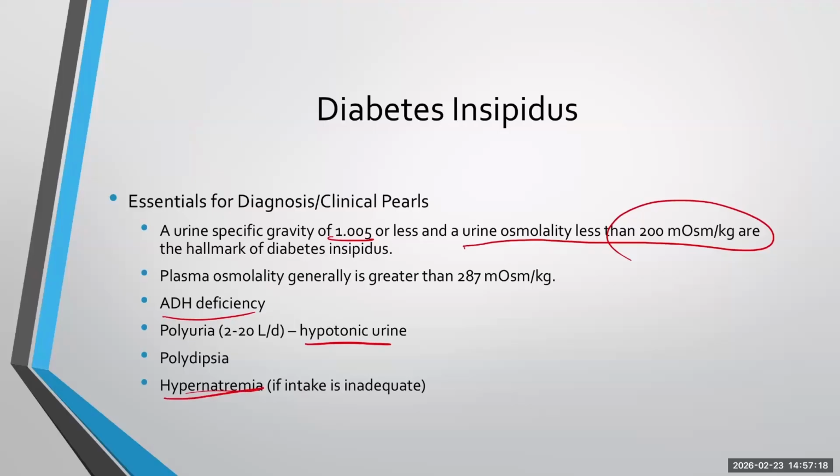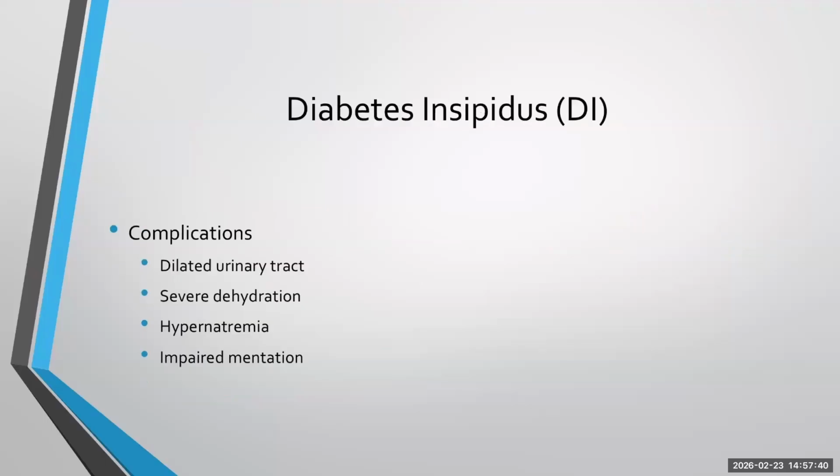They may get hypernatremia if intake is inadequate. So if they don't drink enough water, what happens to their sodium levels? Starts to go up because we're removing the solvent. The water is being removed. All those electrolytes start having a bigger pull. Complications of DI: a dilated urinary tract, just due to the sheer volume of urine that you're producing. Dehydration, hypernatremia, impaired mentation, that's probably secondary to the hypernatremia that they're having.